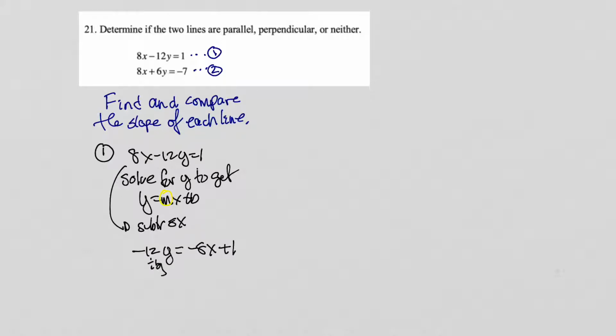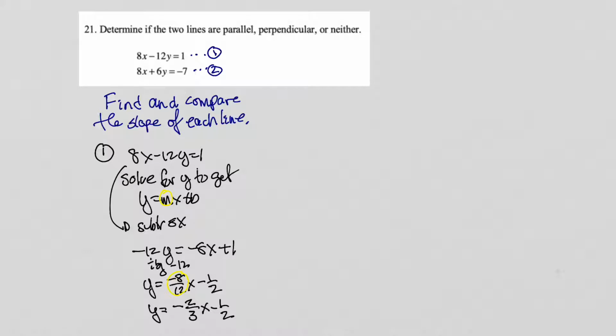Now divide by negative 12. This will give us that y is equal to negative 8 over 12x. Now, positive 1 divided by negative 12, I'm going to write as negative 1 over 12. Now, here's the slope, but we can reduce that, right? So let's write this as y equals negative, now 4 divides each. This will be 2/3 x minus 1/2.